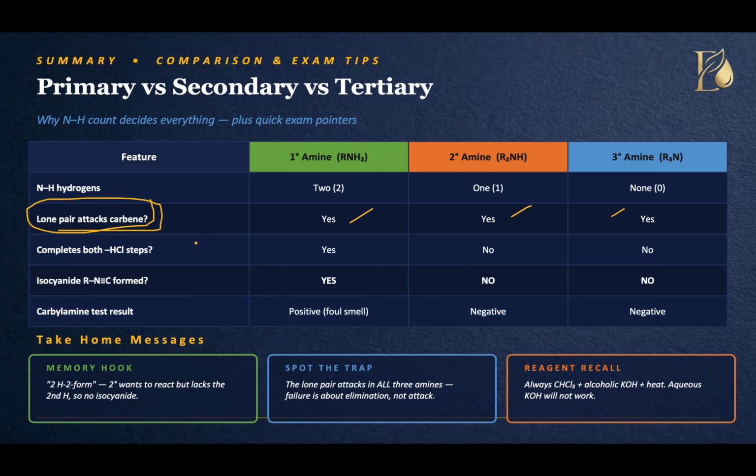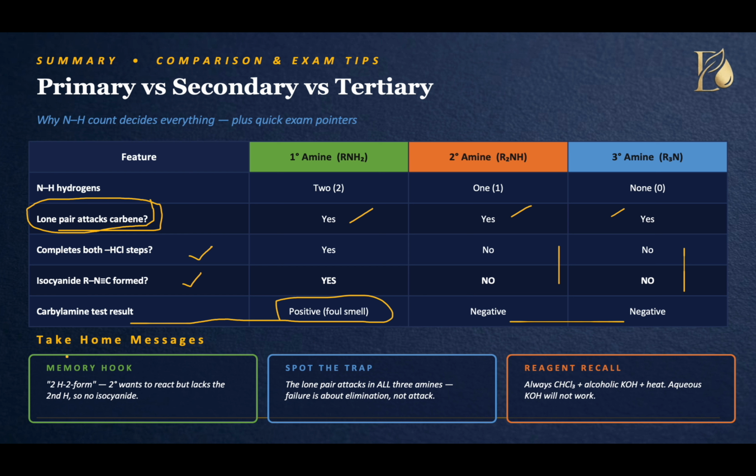The lone pairs of nitrogen can attack the carbene in primary, secondary and tertiary amines. But in primary amine, the next step is dehydrohalogenation. 2 times can happen, and as a result of that, it can form the carbylamine. So the carbylamine test or isocyanide test is positive for primary amines. At the same time, for secondary and tertiary amines, the first 2 steps can happen, but the third, important step, dehydrohalogenation, cannot happen. So they are negative and do not give the carbylamine test.